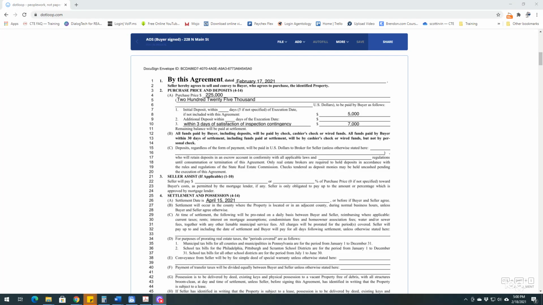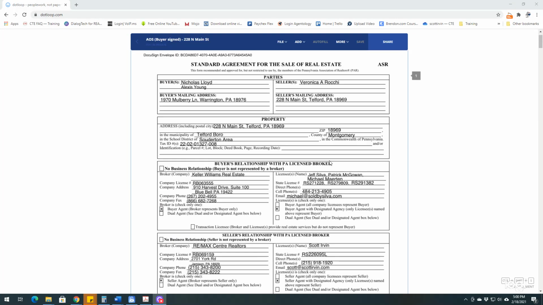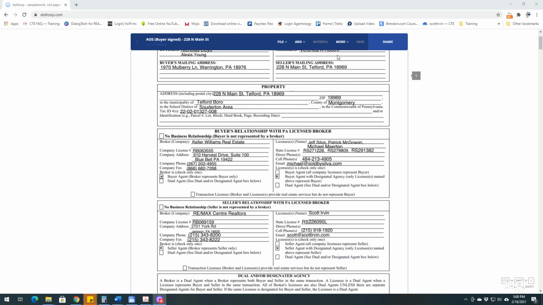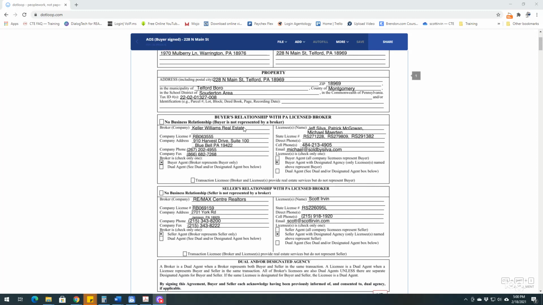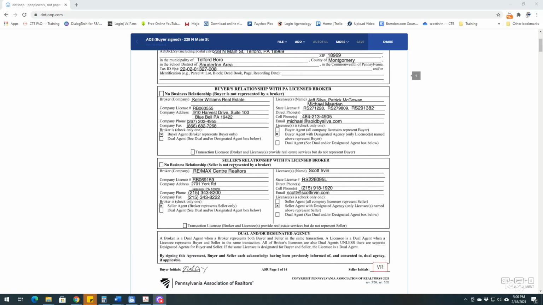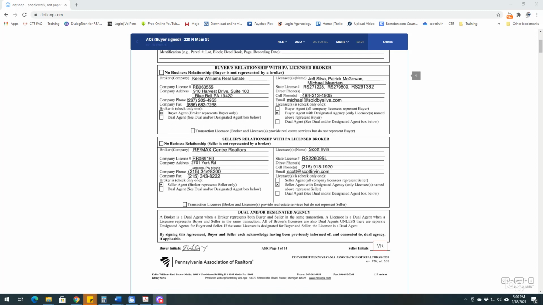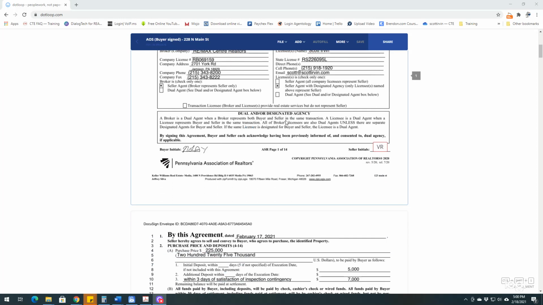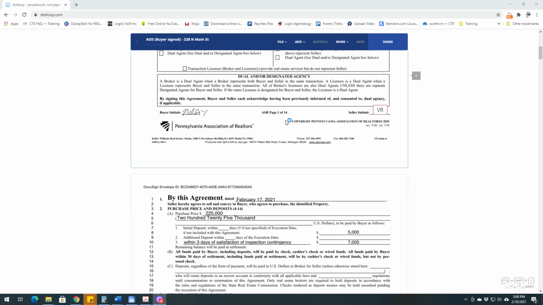Let's get started. Okay, here's the standard agreement of sale, and here we're going to start on page 1. You've got the buyer information, seller information. Here we have the property information. This here is the information for whoever's representing the buyer. In this case we're representing the seller. Obviously, if we're representing the buyer, our information would be up here. This here talks about dual agency, and your agent can explain that further to you.